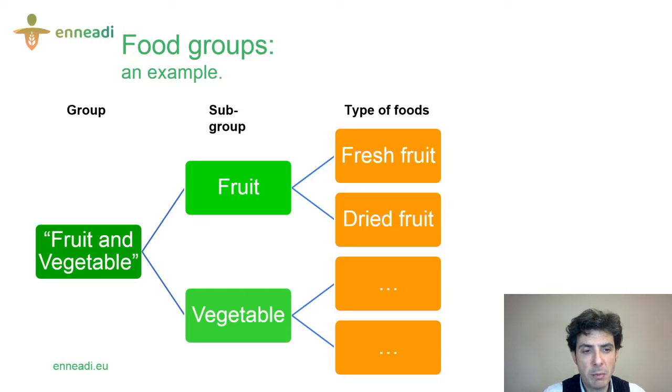We can take as an example the group of fruit and vegetables. Of course, this group will contain any kind of fruit and any kind of vegetable. Of course, one huge group can be subdivided into subgroups. So in this case, we will have the subgroup of fruit and the subgroup of vegetable. And each of these subgroups will be divided into types of foods. For example, fruit will be divided into fresh or dried fruit, and so on.